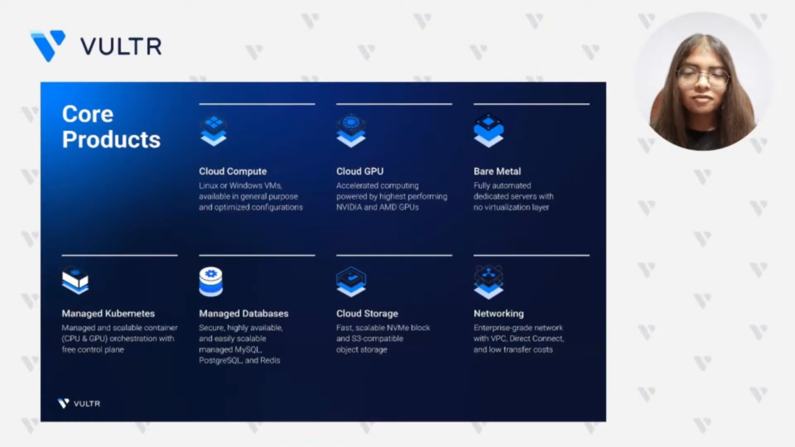You can start with regular cloud compute, which provides shared CPU instances perfect for lightweight applications, prototypes, or smaller web services. For more performance sensitive workloads, there is optimized cloud compute, which offers dedicated virtual CPUs and higher network throughput for consistent and predictable performance.